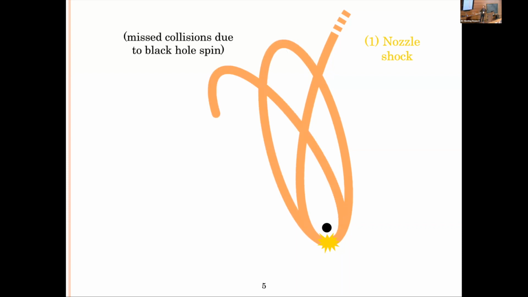But if the black hole has a spin that is not aligned with the angular momentum of the gas, then another effect, Lense-Thirring precession, would actually make this part of the stream be on a different plane from that part of the stream. In that case, the collision may be prevented, and several revolutions will be needed until eventually a collision does occur here.